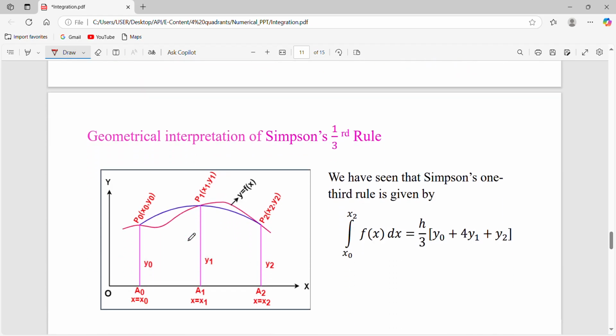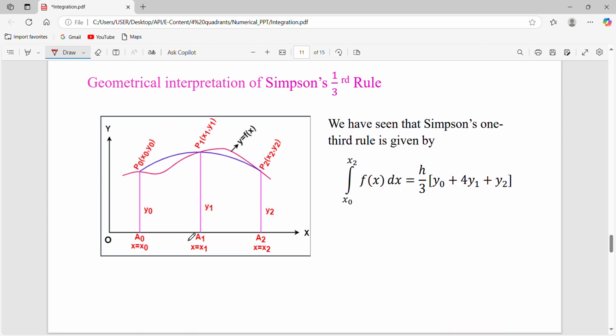Next is the geometrical interpretation of Simpson's one-third rule. Here the curve y equal to f(x) is replaced by a second degree parabola which passes through P0, P1, P2. Again there is a difference between the two rules. In the trapezoidal rule, the curve y equal to f(x) is replaced by a straight line, and here the curve is replaced by a second degree parabola.